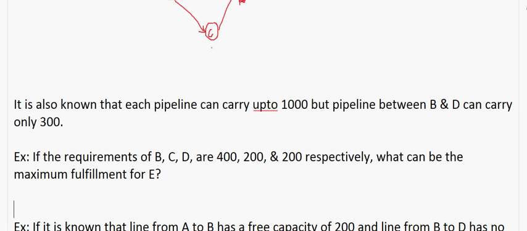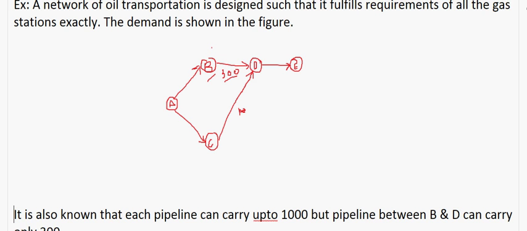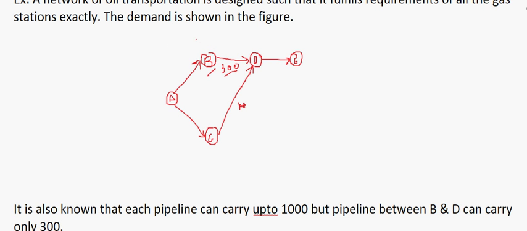Now let's see the questions. If the requirements of B, C, D are 400, 200 and 200 respectively, what can be the maximum fulfillment for E, right? So it is 400, 200 and 200, which means this is 400, this is 200, right? And this again is 200. Now since we have to maximize the thing, let's see what can be carried here maximum, right? Here there is no constraint, so it can be 1000, right? So 1000 goes there, 200 is absorbed here, and 800 remaining goes to the next one.